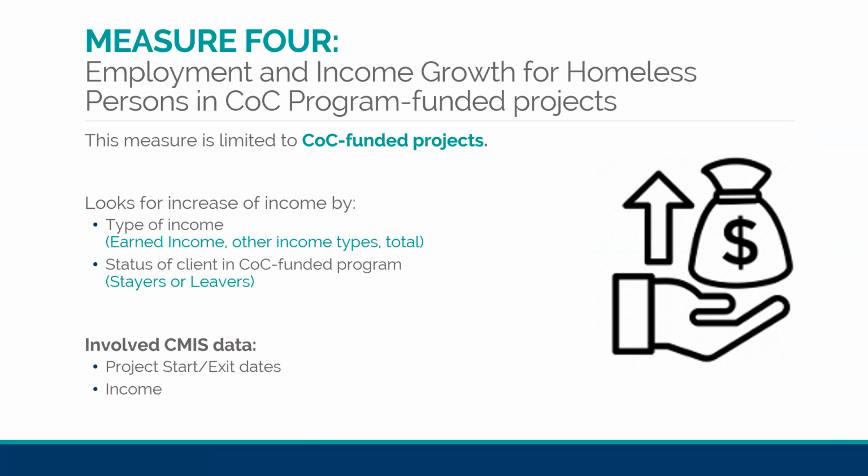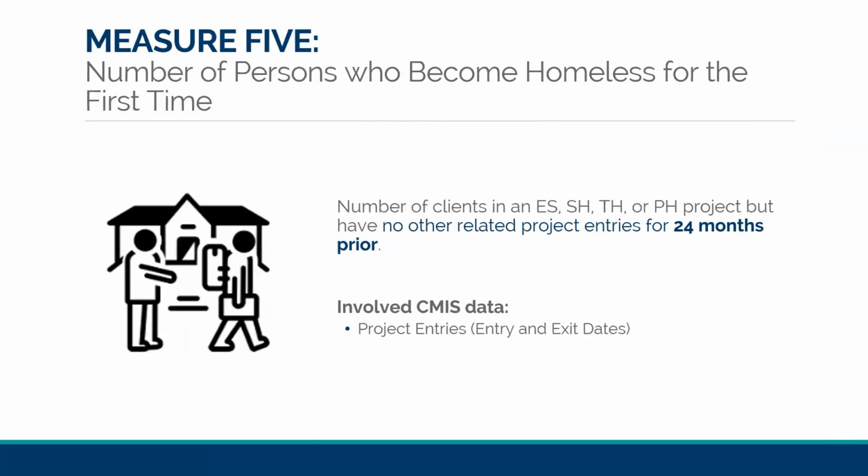Measure 5, number of persons who become homeless for the first time, looks at clients who are enrolled in a project in CMIS but have no other related project entries for the 24 months prior. Entries should be in CMIS and accurate in terms of dates, and duplicate profiles for clients should be eliminated so that only those who are new to the system are pulled that way.